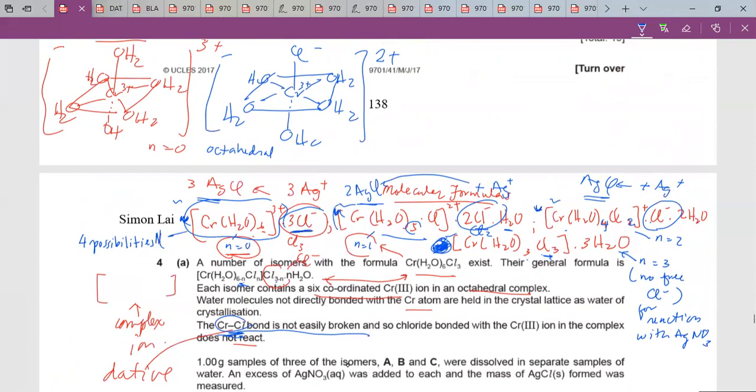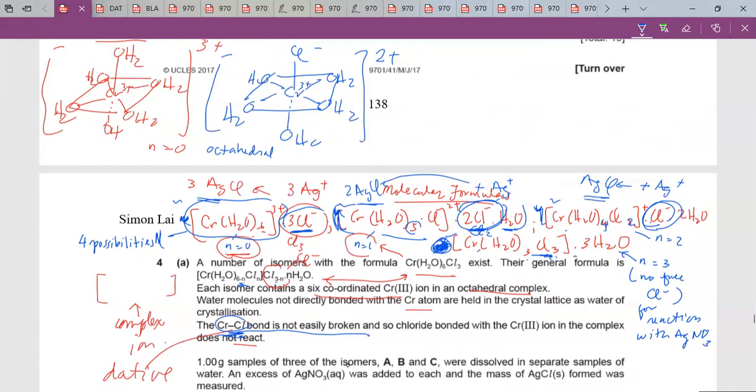Okay, this one here, 1 mole will give you 2 moles of Cl minus and more water. So the Cl minus here will react with your silver nitrate. And this 1 mole here will dissolve and give you only 1 mole of Cl minus, which will react with your silver. So here, if it dissolves, nothing will react because the 3 Cl here is covalently bonded, or datively bonded, to chromium. So it won't come out. So there's no Cl minus here.